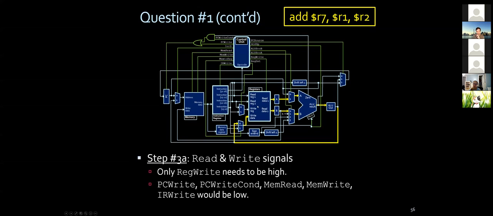Okay. So the register write flag needs to be high, right? And PC write condition, memory read, memory write, all these other flags would be low. Only register write needs to be high. Okay, everything else is low. In most cases, most flags are low.